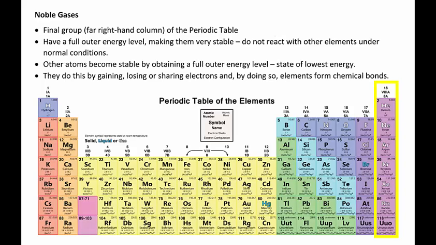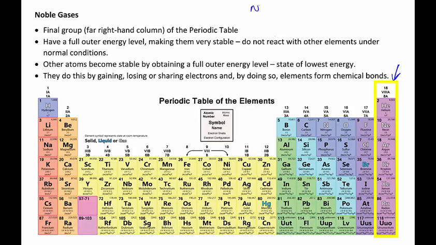Okay, noble gases are in the far right-hand column, or the final group of the periodic table. So over here it's highlighted in yellow. Now what's unique about the noble gases is they have a full outer energy level. And that full outer energy level makes them very stable and means that they won't react with other elements under normal conditions.